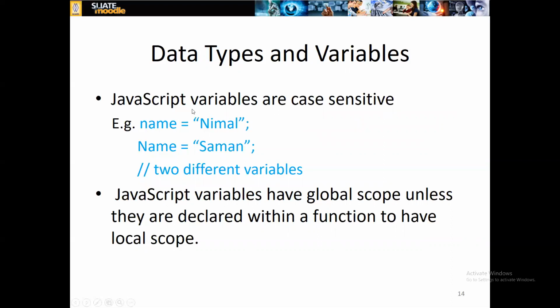Another thing you have to remember is JavaScript variables are case sensitive. That means these are two different variables. You can see name here, n is simple, here n is capital. So these are two different variables because it is a case sensitive language. JavaScript variables have global scope. All these variables have global scope, but when you are declaring it within a function or any other block, it has the local scope. That means it can be accessed within that relevant function.